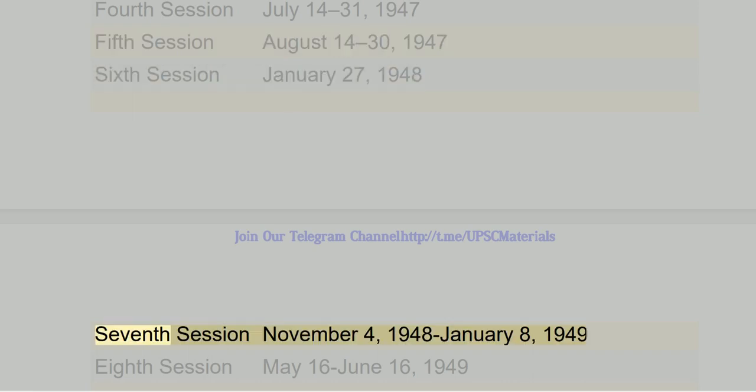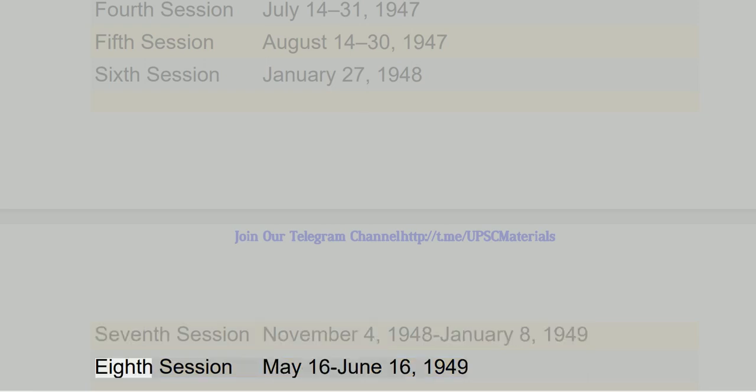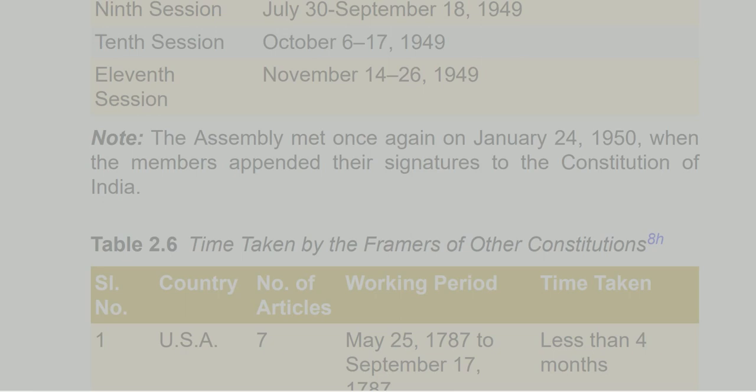Seventh session: November 4, 1948 to January 8, 1949. Eighth session: May 16 to June 16, 1949. Ninth session: July 30 to September 18, 1949. Tenth session: October 6-17, 1949. Eleventh session: November 14-26, 1949. Note: the Assembly met once again on 24th January 1950, when the members appended their signatures to the Constitution of India. Table 2.6: Time taken by the framers of other constitutions.